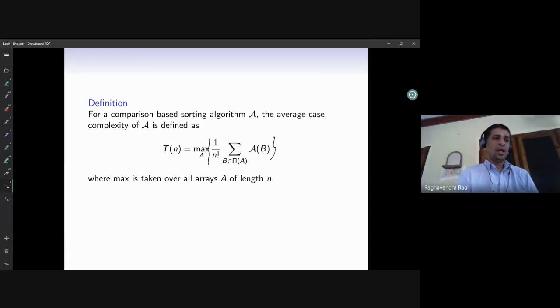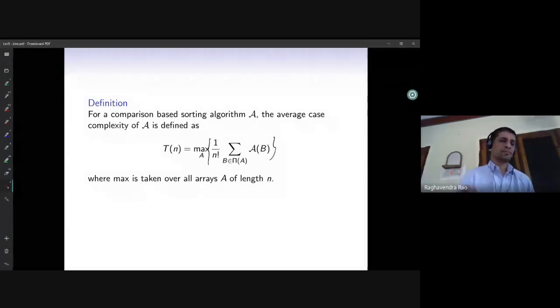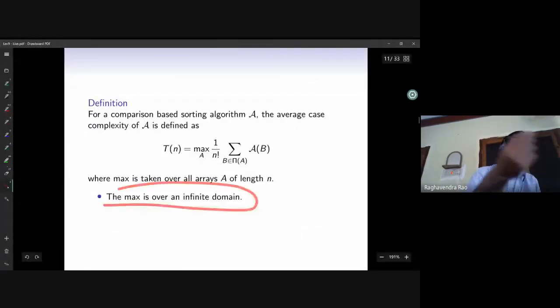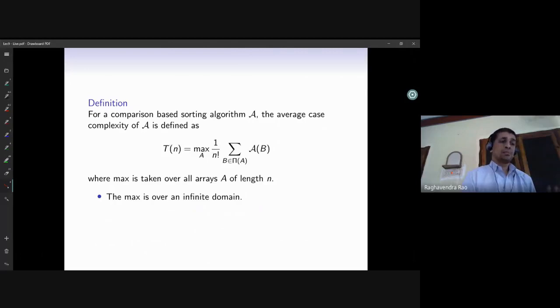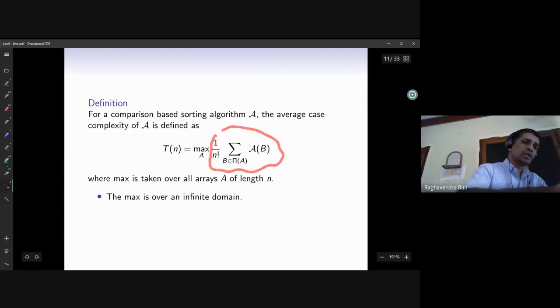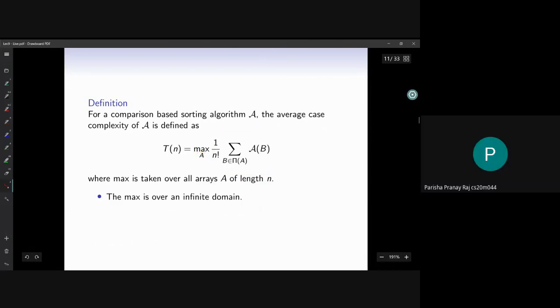But the interesting part is, for a comparison based algorithm, if we put some kind of restrictions on the comparison, this max is irrelevant. Again, one difficulty is that the max is over an infinite domain. But the point is the max is going to be irrelevant. In other words, this value is not going to be different if you vary A. This value is going to be the same for all arrays.